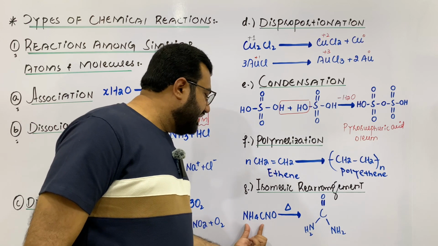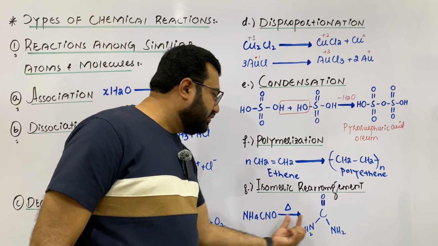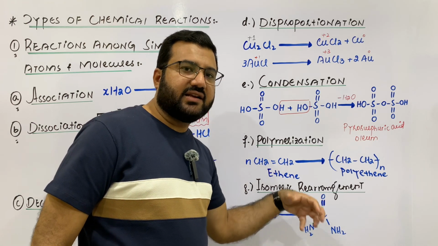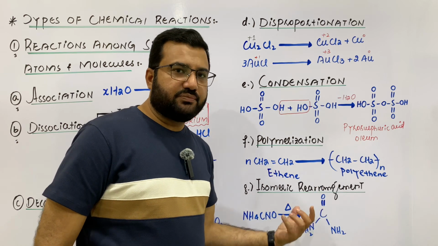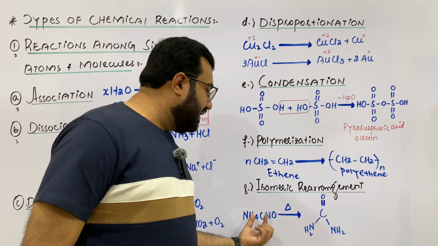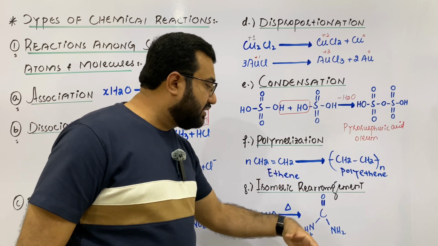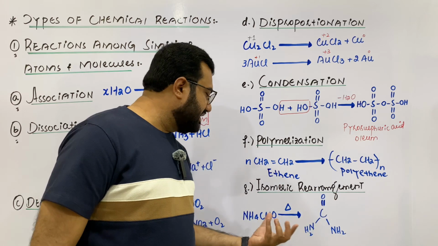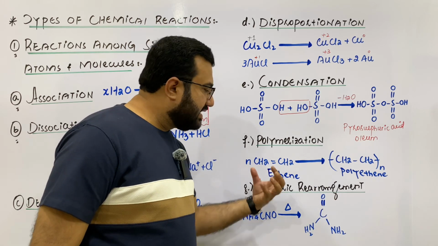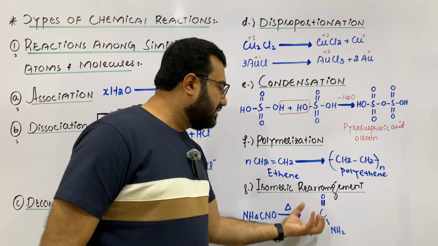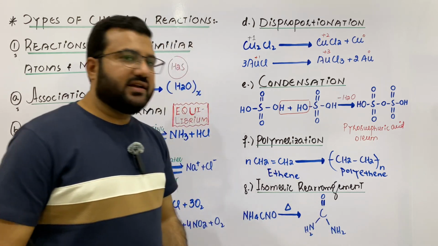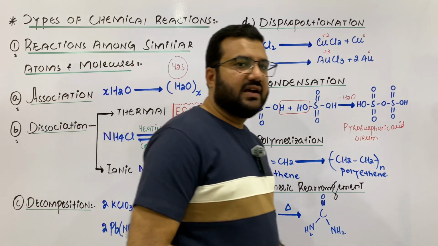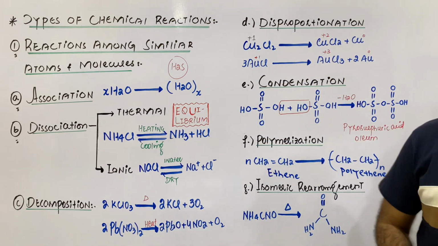Now ammonium cyanide has the cyanide functional group, and urea is basically an amide. So they are functional group isomers of each other. They have an equal number of atoms and the same types of elements, but one isomer, by the rearrangement of the atoms or units, is changed to another isomer. So that is called isomeric rearrangement reactions.